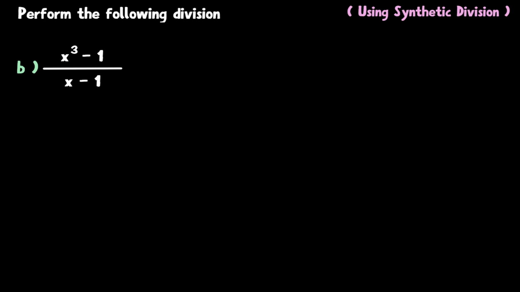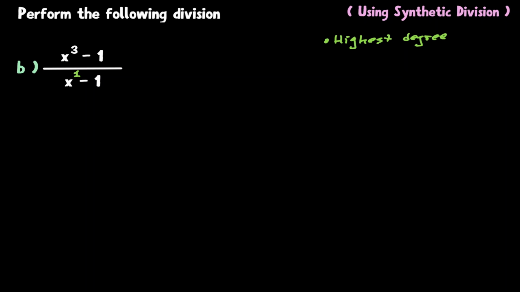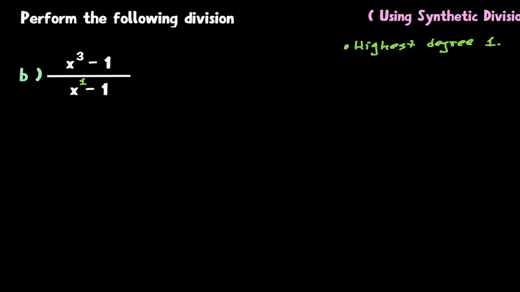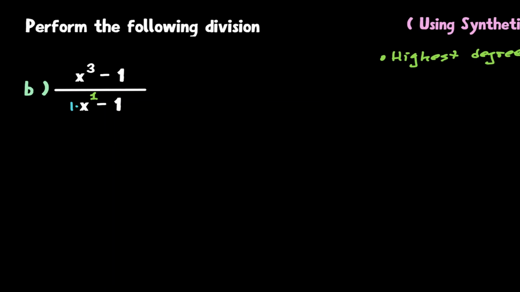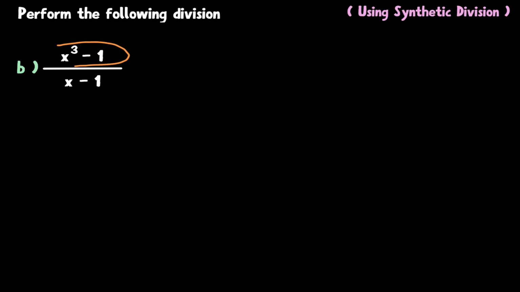Let's start by checking if we can even perform synthetic division. First thing that we must check is whether the highest degree in the denominator equals 1, which it does. And second, is the coefficient in front of x also equal to 1? It is as well. Now that we have checked those two conditions, let's start thinking about the process of synthetic division. But there's one thing that I noticed. When I take a look at the numerator, there are some variables that are missing. We are missing the variable of x to the second, and we are missing the variable of x. We need those to perform synthetic division.